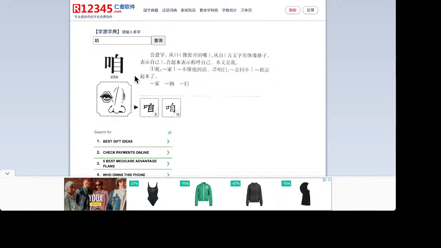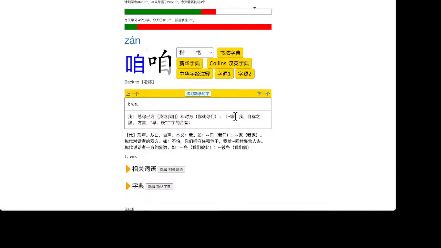So here we add another 口. That means you are using your mouth to refer to self. So that's we or I. Okay, makes sense? So this is the character 咱. 咱 is a colloquial usage, so people often use it in daily speaking, but not in formal written form. Okay. 好, next one.